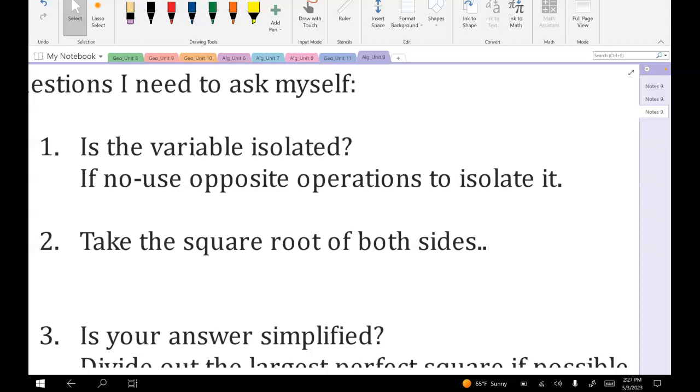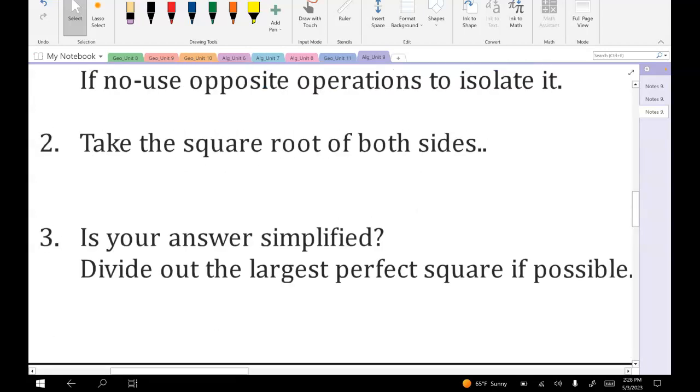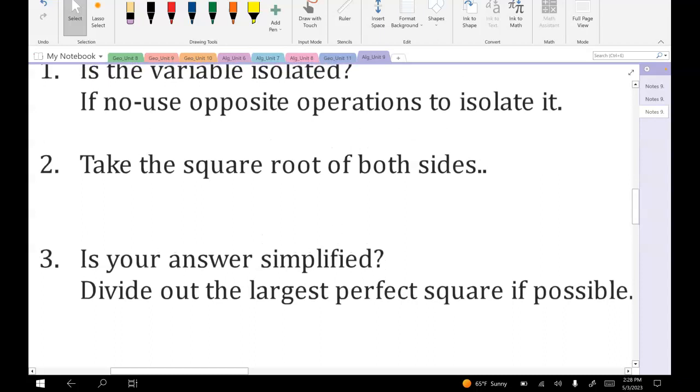Since we're dealing with quadratics, we're going to have x squared terms, and to undo an x squared, you have to take the square root of both sides. In our final answer, we're going to have all square roots today, so we'll always want to check, if we don't have a perfect square, whether we can simplify our square roots.